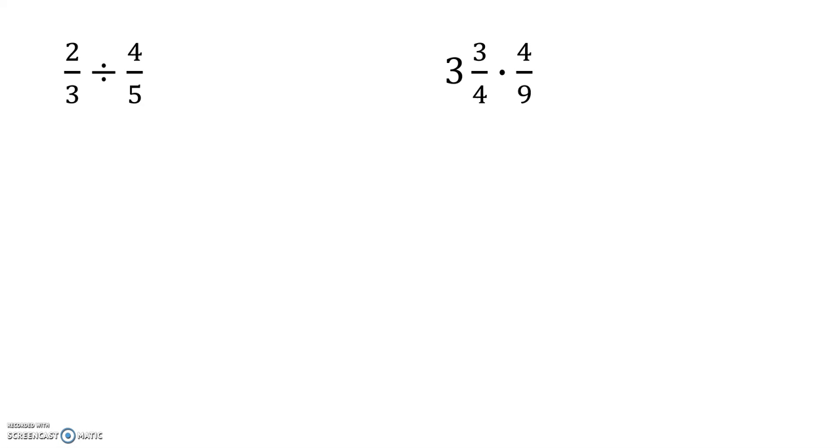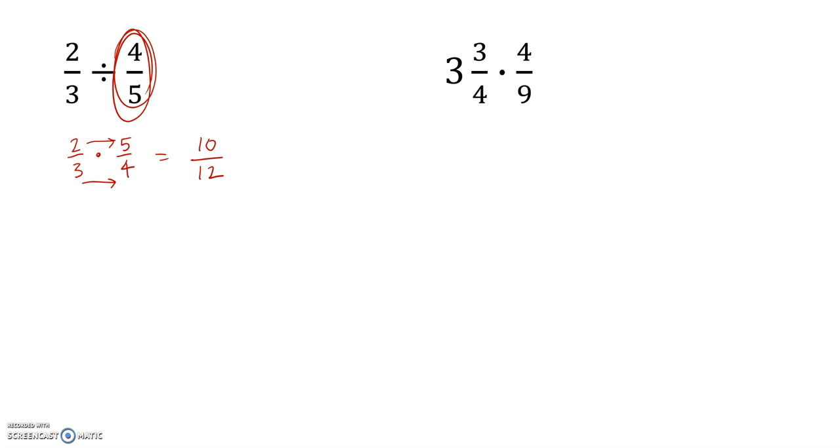Since this is division, I have to flip and multiply. So the second fraction gets flipped upside down. That's also known as the reciprocal. After you flip it, then you simply multiply. And you'll multiply straight across the top, or both numerators together, and straight across the bottom. So 2 times 5 is 10, 3 times 4 is 12.